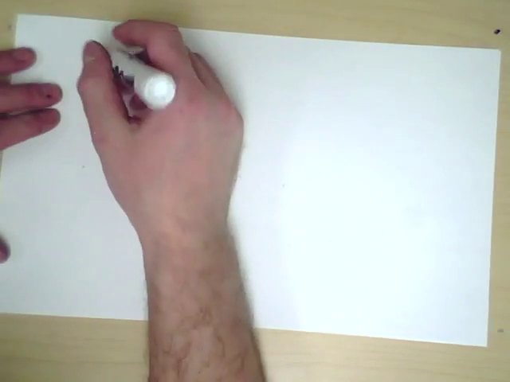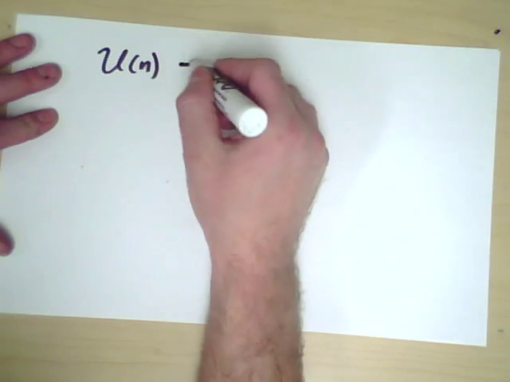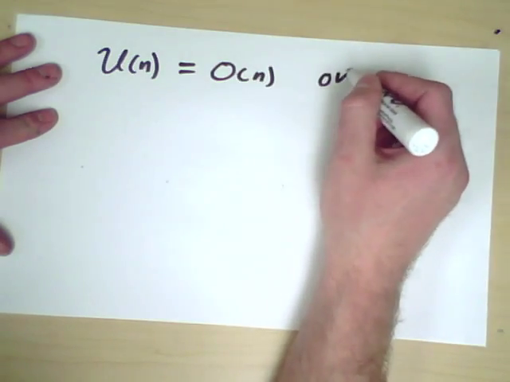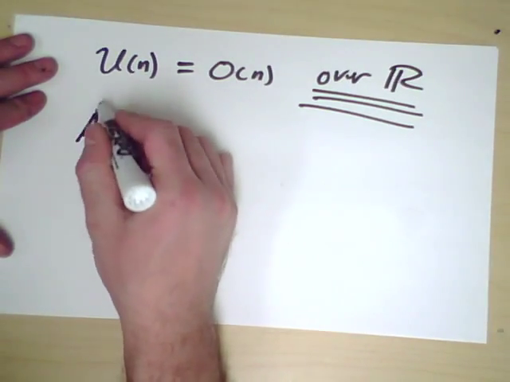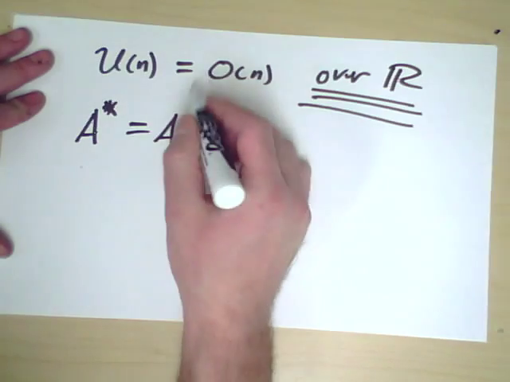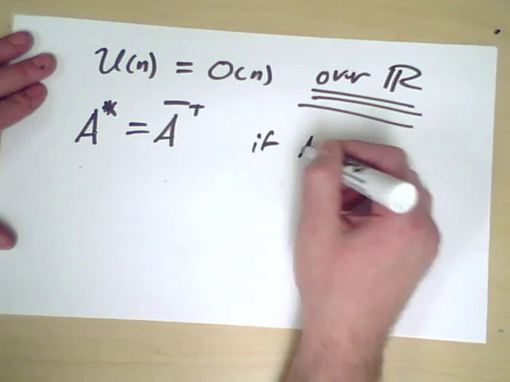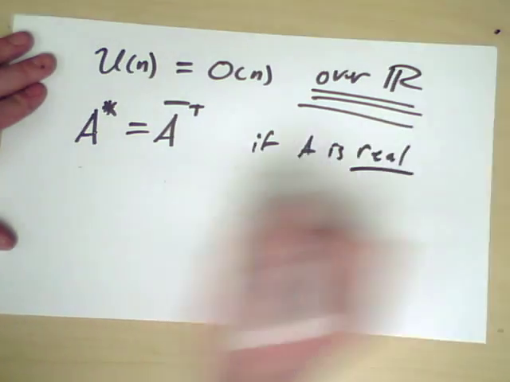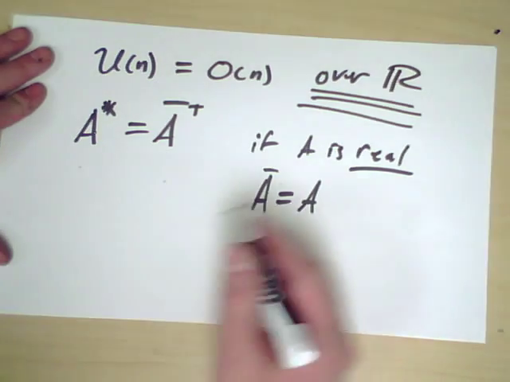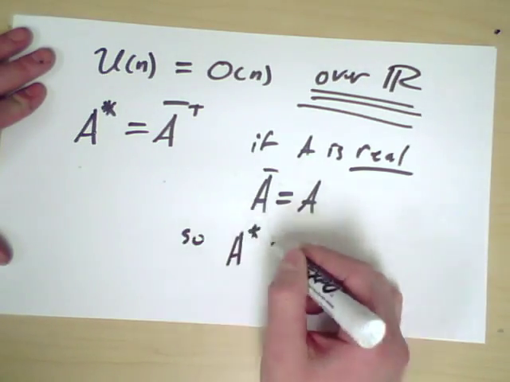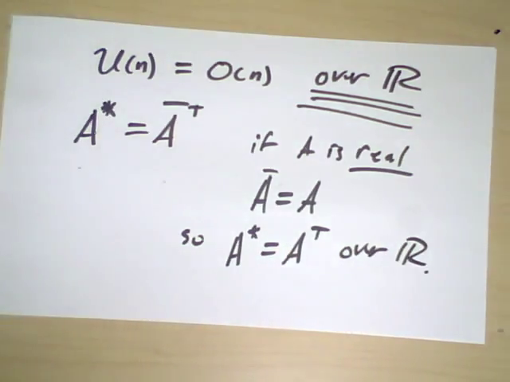One final remark is that Un equals On over the real numbers. And that's because A star is a transpose conjugate by definition. And if A is real, so all of its entries are real numbers, the conjugate has no effect. So the formulas are the same in that case.